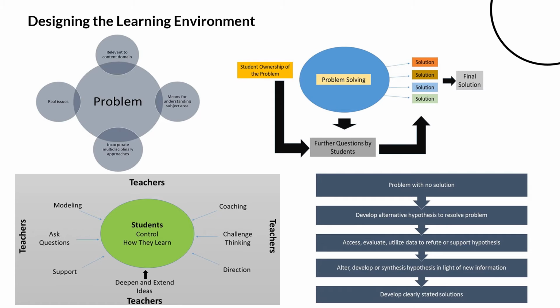And the last picture is the student's role. From the graphic, the student's role in PBL and the steps that students follow in order to solve a problem. The steps are: the first, problem with no solution. The second, develop alternative hypotheses to resolve the problem.